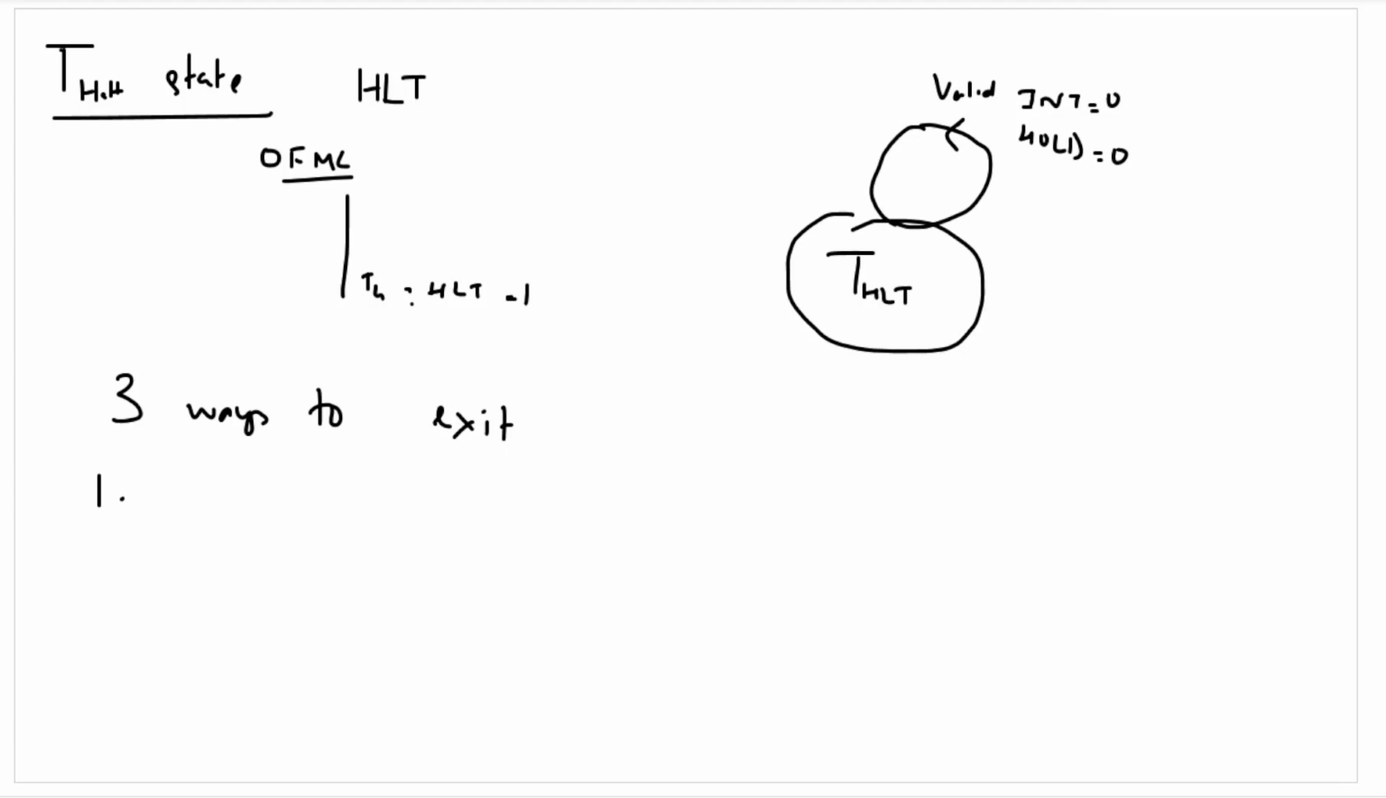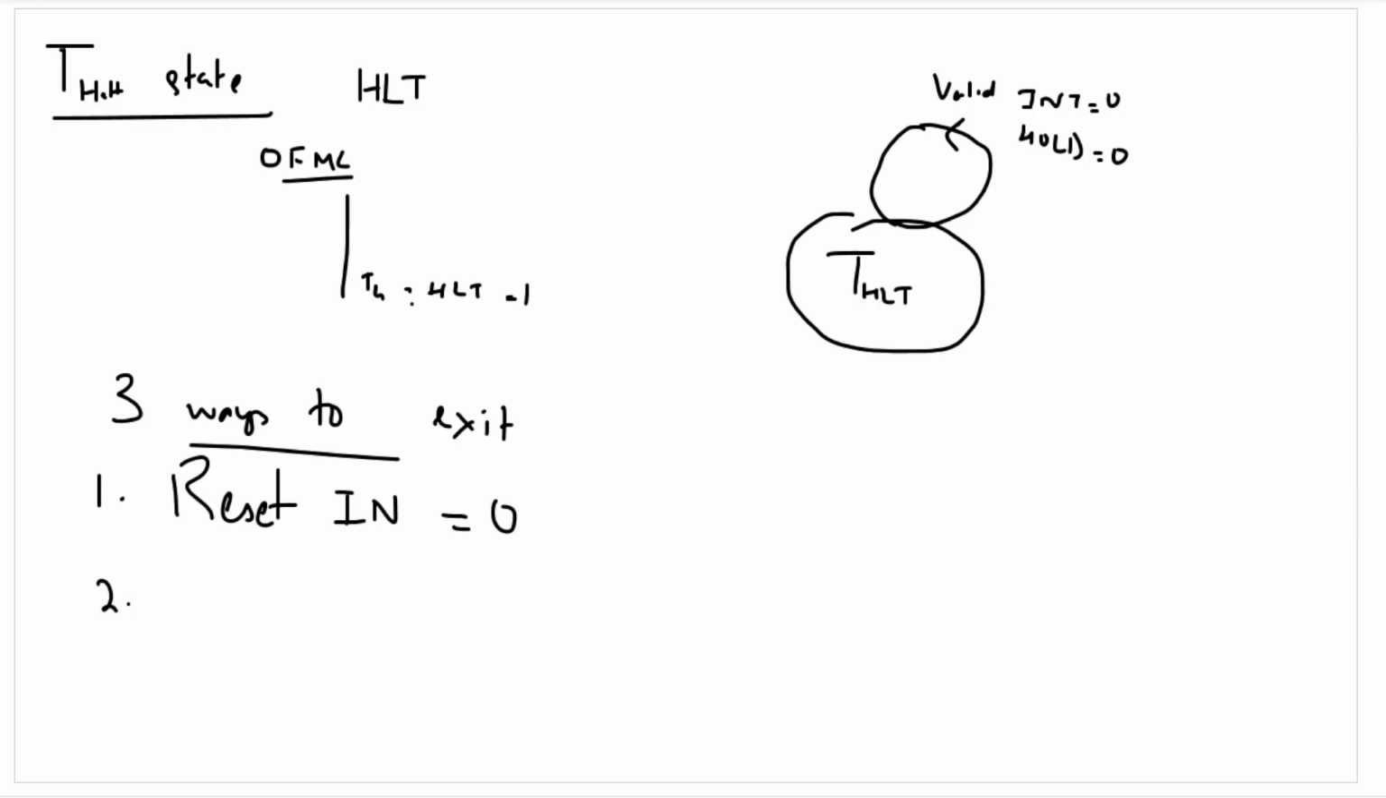What are the three ways? One is the reset in pin. If this is set to 0, that means it is active low. If this is set to 0, the microprocessor enters the reset. The microprocessor basically resets, and it enters the T reset state, and it exits the T halt state.